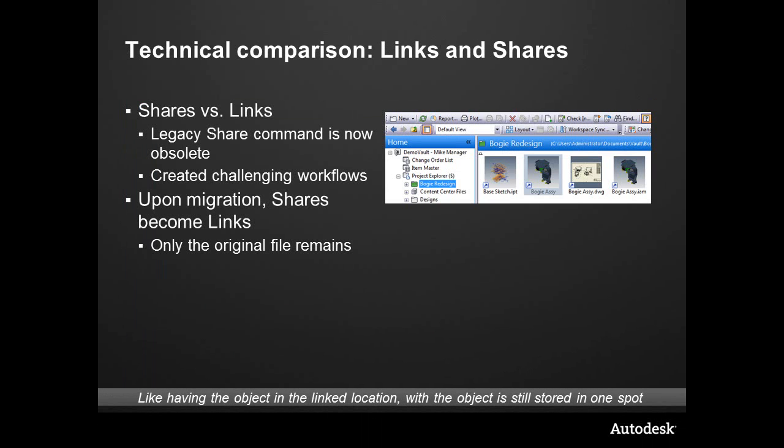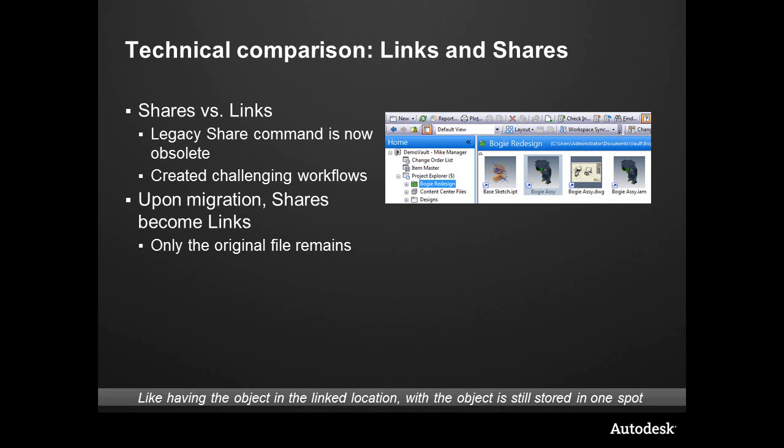So let's take a look at a technical comparison. For those of you who've been around for a while with Vault, you'll remember that we used to have functionality called a share. And shares are actually now obsolete. They do not exist in the product anymore. A share is something that originally was meant for a file that can live here and it can live here. It's the same file. So if you perform an action on it in one place, it happens somewhere else.